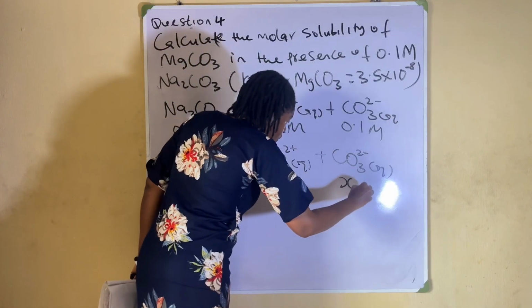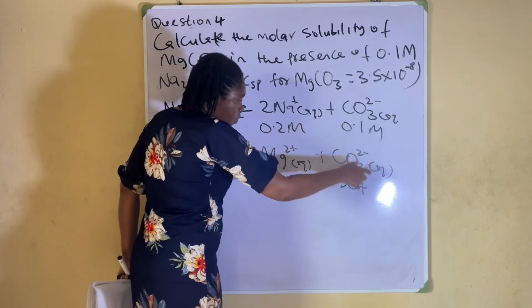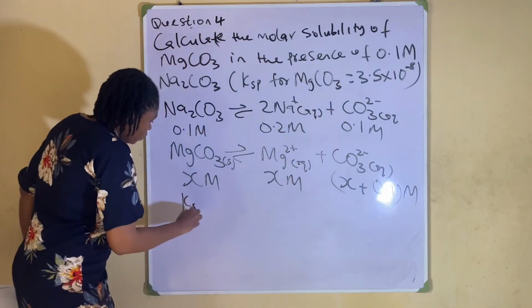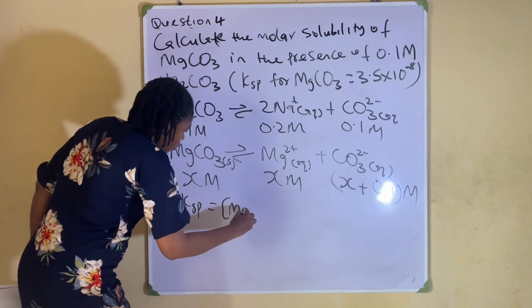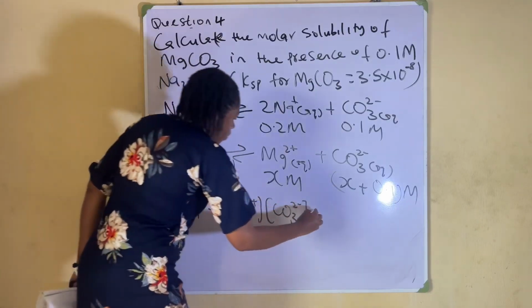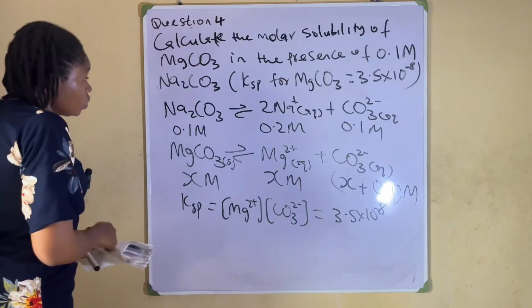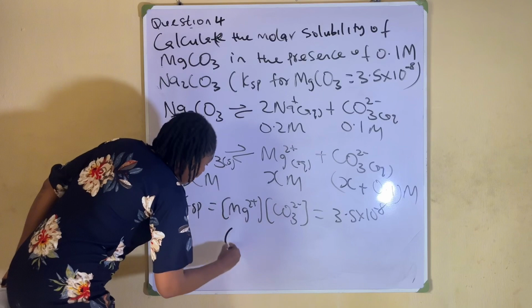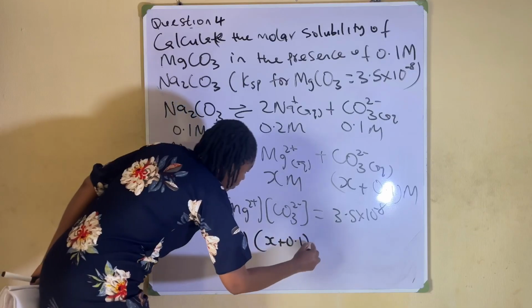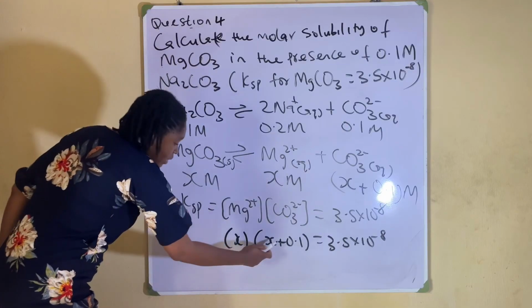So that's all of the carbonate is S plus the ion coming from sodium carbonate, which is 0.1. So KSP: magnesium ion times carbonate ion equals 3.5 times 10 raised to the power minus 8. So I'm going to substitute this value, the concentration, into this. So we have S times S plus 0.1 equals 3.5 times 10 raised to the power minus 8. Alright, so S times S, you have S squared plus 0.1S.